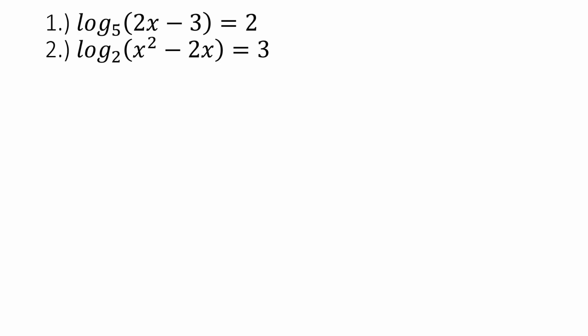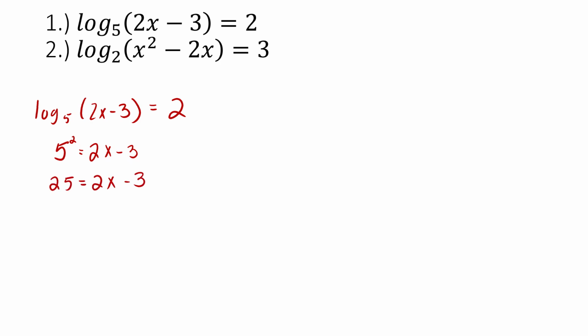Log base 5 of 2x minus 3 is equal to 2. For this one, since I can't set the arguments equal because I only have the one log, I'm going to opt to change this and write it as an exponential. So the base of the logarithm would be the base of my exponential. The 2 becomes my exponent, and then my argument ends up by itself. 5 squared is 25. And then we'll add 3 to both sides to get 28. And 28 divided by 2 is 14.